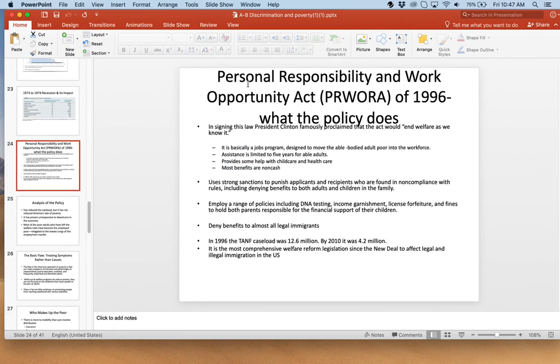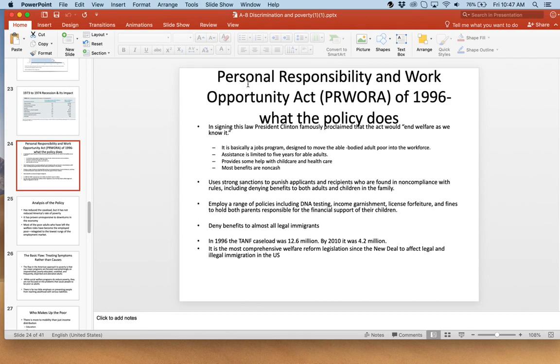The book talks about the Personal Responsibility and Work Opportunity Act of 1996. I want you to focus a little bit on this act because it might give you some ways of how I want you to analyze your policy paper. In signing this law, President Clinton famously proclaimed that the act would end welfare as we know it.